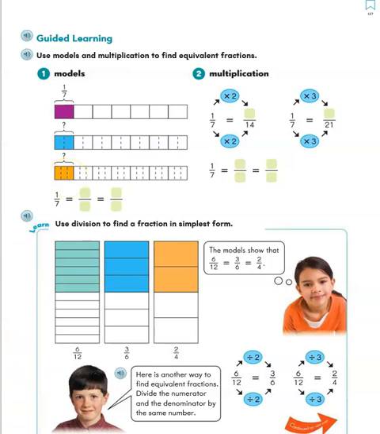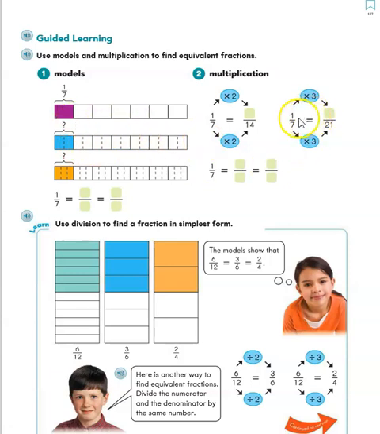Now let's show this same thing over here using multiplication. So we're starting off with 1/7, just like we did over here. We're going to multiply 1/7 by 2. So we do 1 times 2, which is 2, and 7 times 2, which is 14. So that is what we're seeing here. 2/14 is equivalent to 1/7.